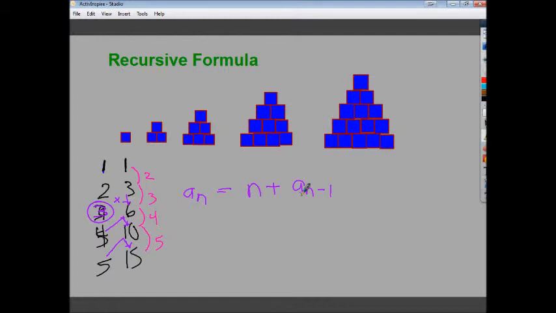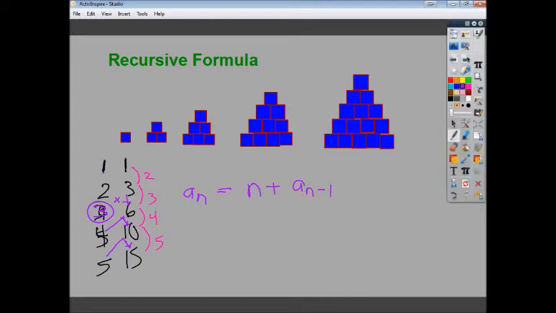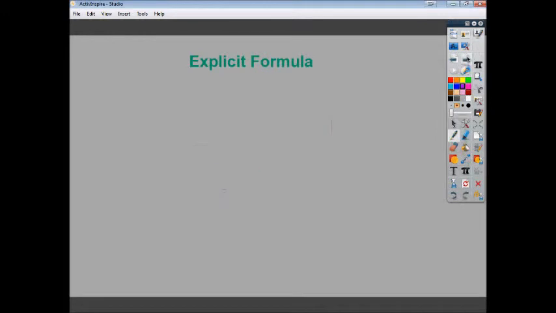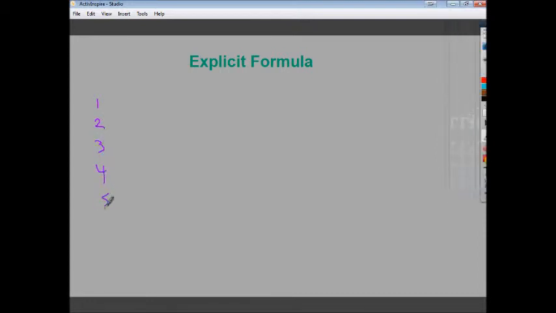But now it's time to look at the values in terms of an explicit formula. So I'm going to reset up the table really quickly. 1, 2, 3, 4, and 5, 15, 10, 6, 3, and 1. Now, I'm going to make an explicit formula out of it. And I've seen it done two ways.